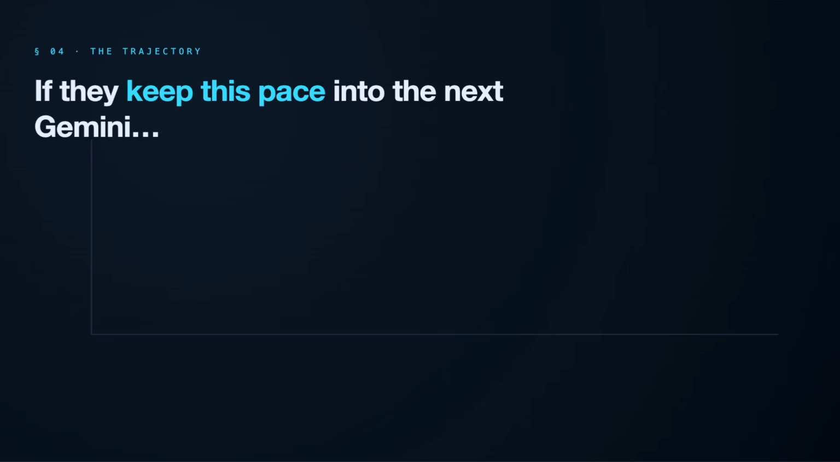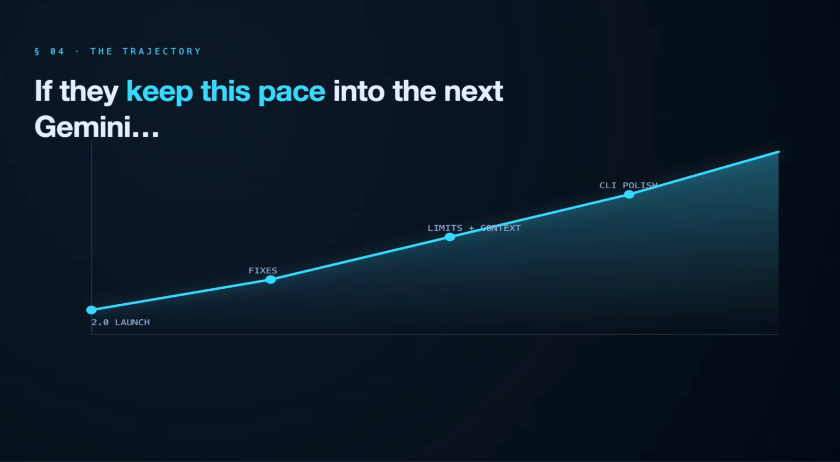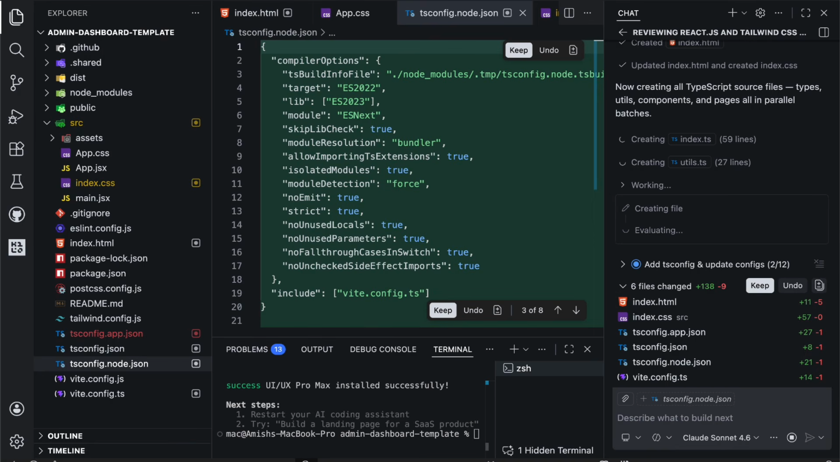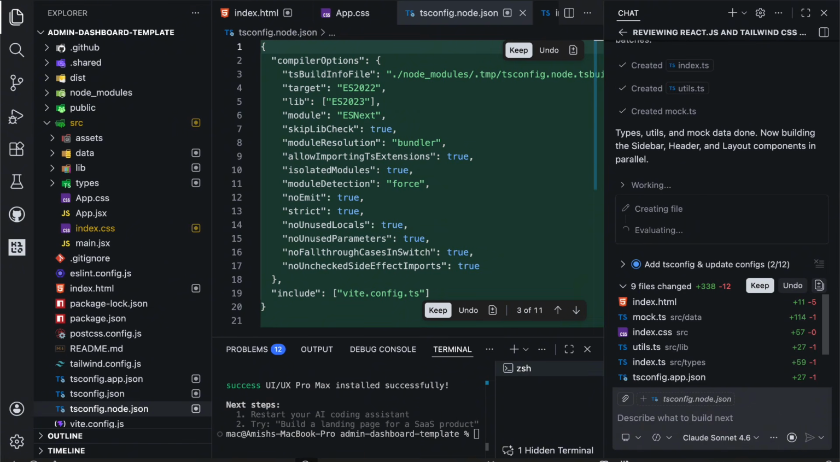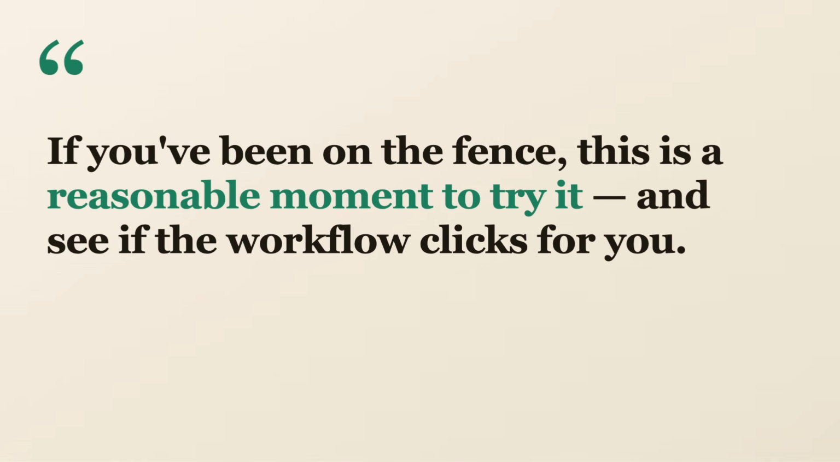But if the surrounding experience keeps getting tighter, and they keep this pace going into the next Gemini generation, it starts to look like a serious option. The free tier alone is solid, and the paid plan around $20 with Gemini 3.5 Flash as a coding agent is hard to argue with on price. If you've been on the fence, this is a reasonable moment to actually try it and see if the workflow clicks for you.